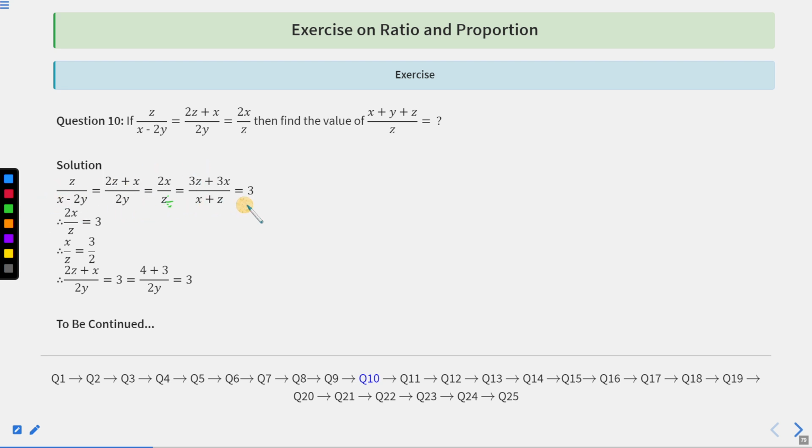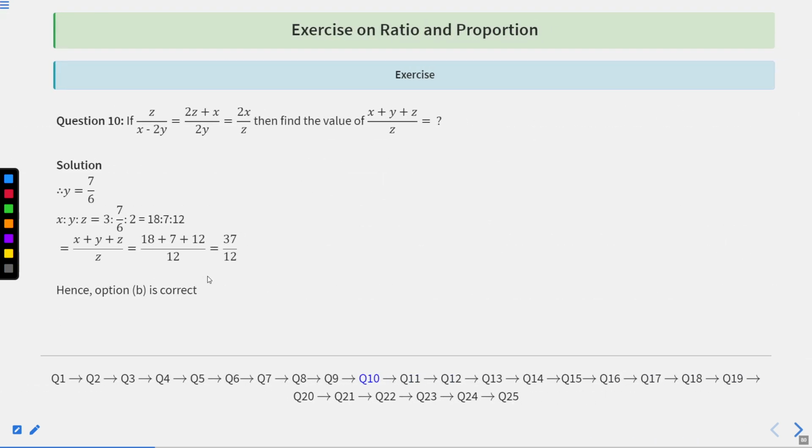Okay. So we will have 3z plus 3x upon x plus z, and you can see x plus z can be cancelled out and you will be left with 3. That means 2x upon z is equal to 3. That is x upon z equal to 3 upon 2. So 2z plus x upon 2y is also going to be 3. So that means 4 plus 3 upon 2y equal to 3. So y will be 7 upon 6.